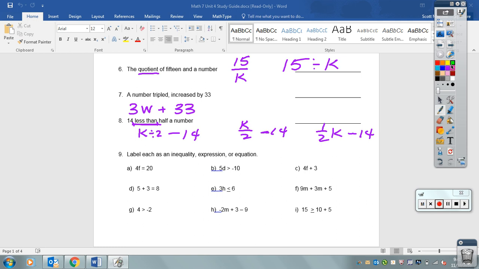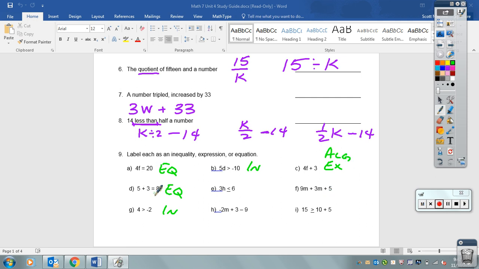Number 9 says to label as an inequality, expression, or equation. We'll do all these and I'll do a couple bonus questions for you. A is an equation. D is an equation, equal sign. G is an inequality because it's got an inequality symbol. This B is an inequality. C is an expression. I probably should go across. Let me go across. A is an equation. B is an inequality, inequality symbol. C is just an expression. It's got math operations, addition and multiplication. Specifically, it's an algebraic expression if you want to get technical.